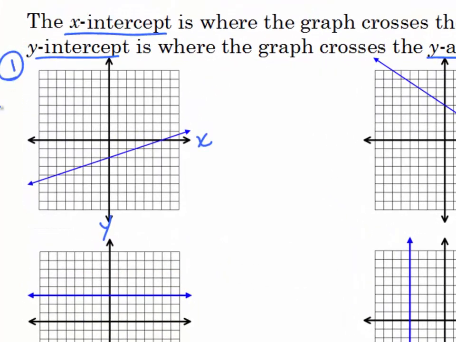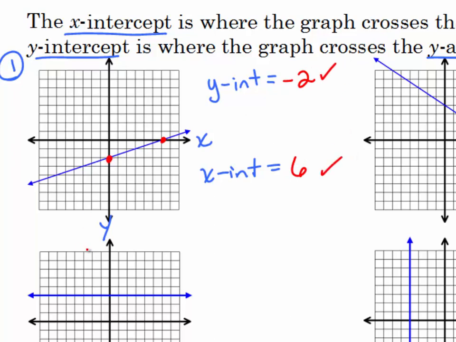In this first graph, let's talk about the y-intercept. That's where it crosses the y-axis. That looks about to be -2. The x-intercept is where it crosses the x-axis. That looks to be about +6. Now, another thing I want to point out is that those are the correct answers.